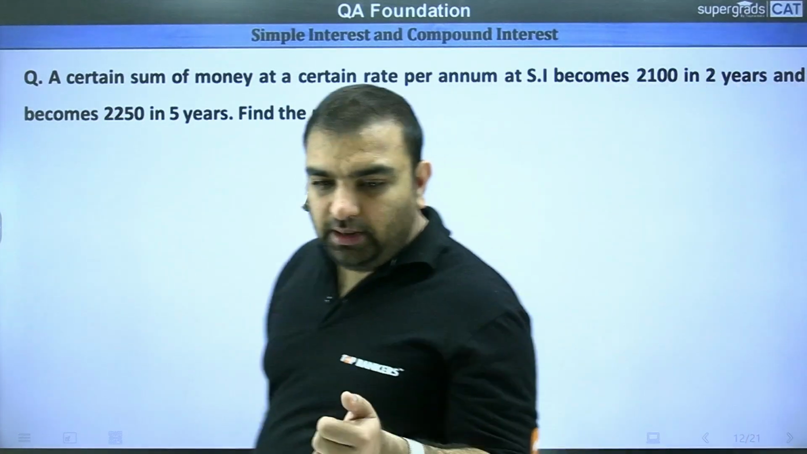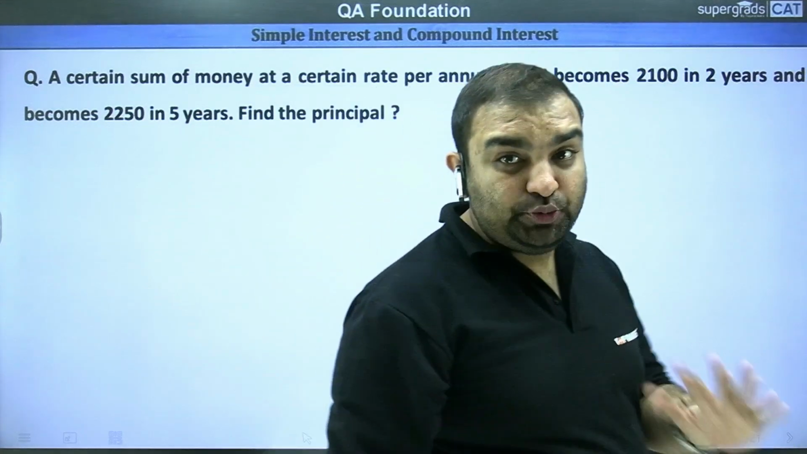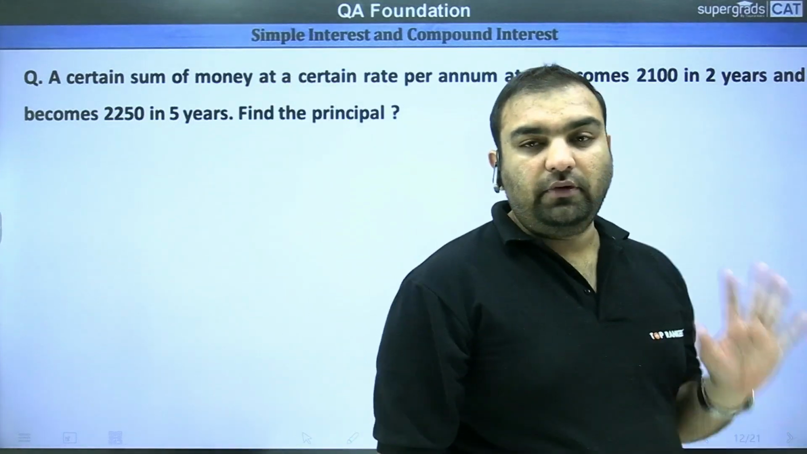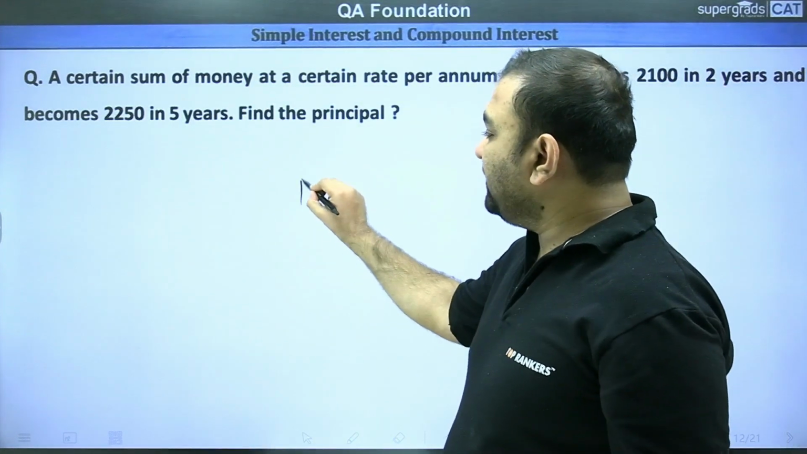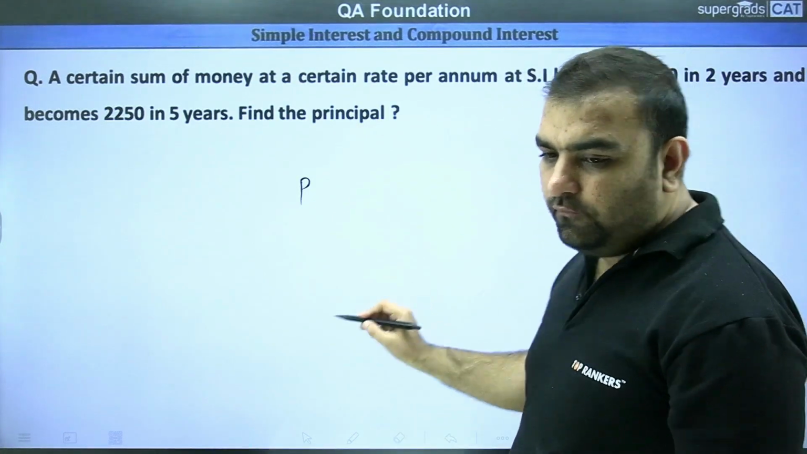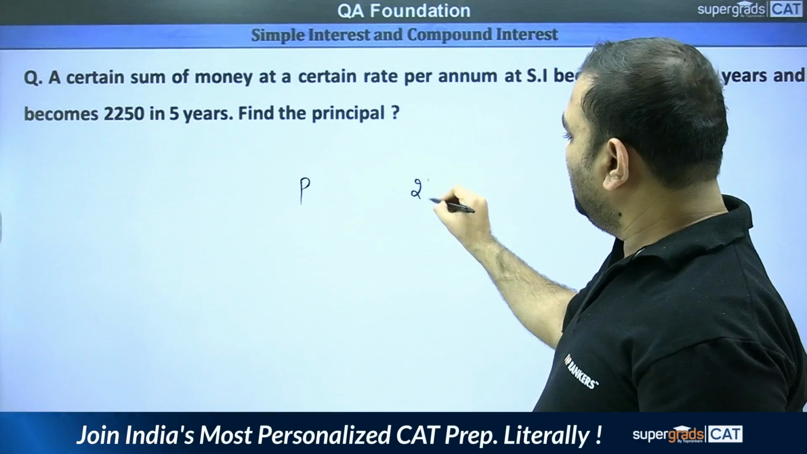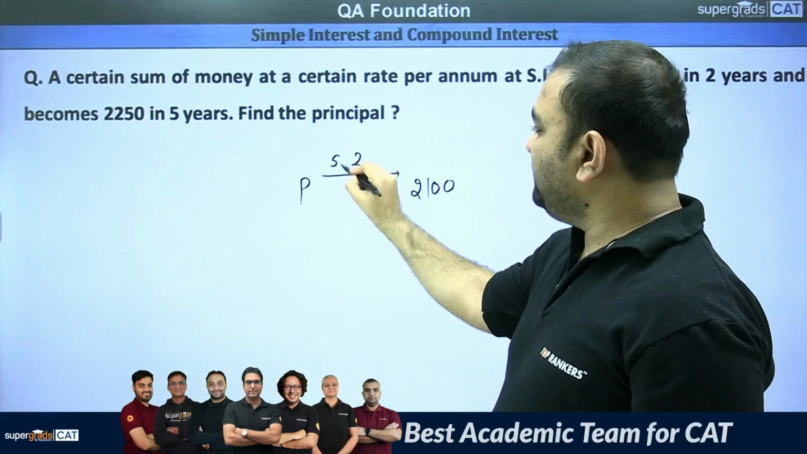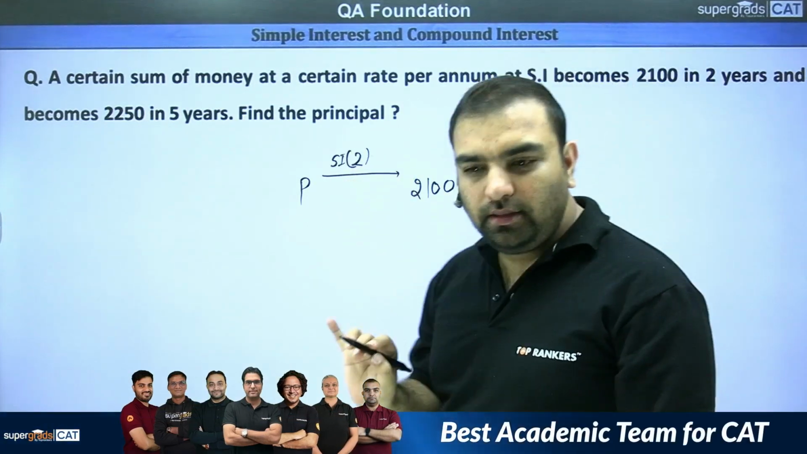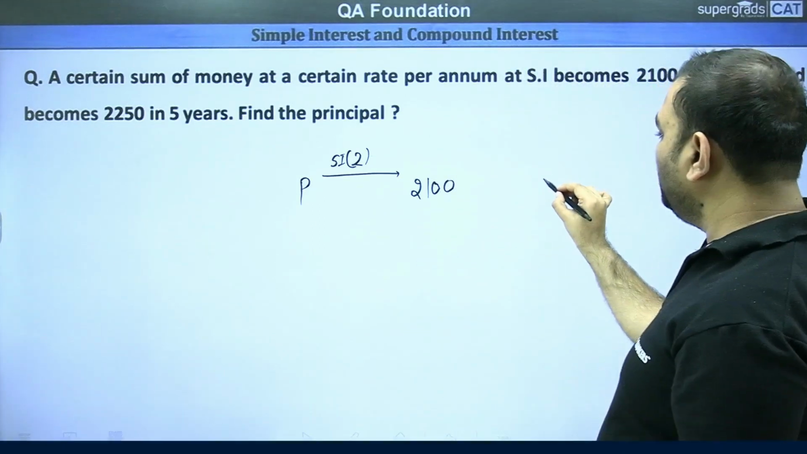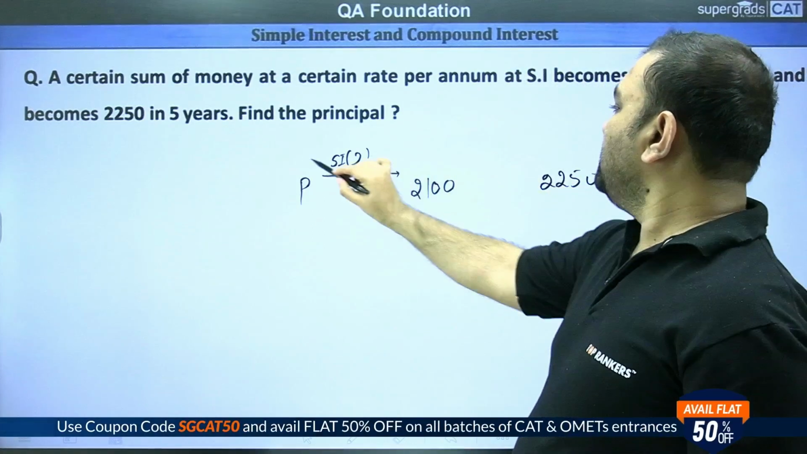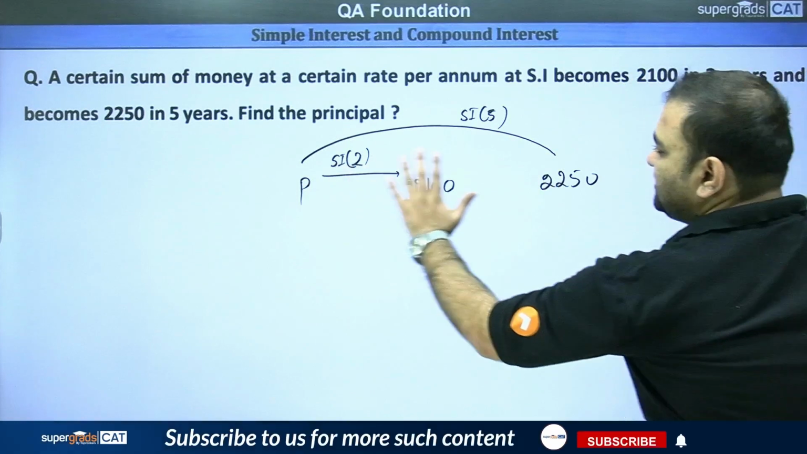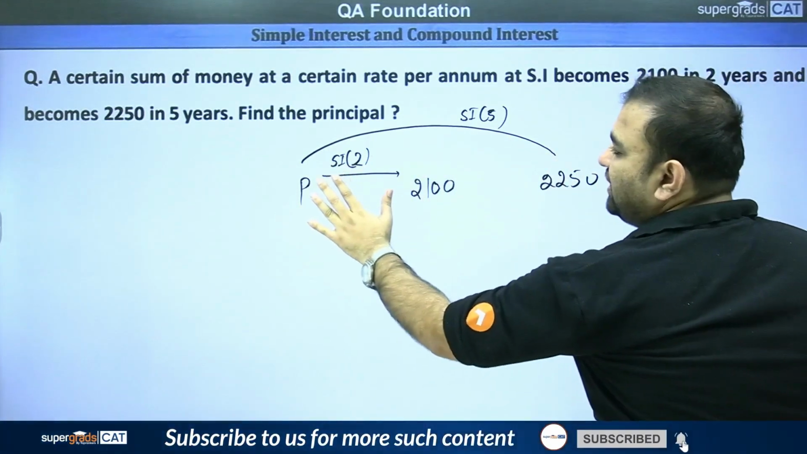A certain sum of money at certain rate of interest, कुछ भी नहीं बताया है, becomes 2100 in 2 years and becomes 2250 in 5 years. What was the principal? एक p का प्रिंसिपल था, वो 2 साल में 2100 बन गया। बन गया मतलब अमाउंटेड टू 2 साल में, 2 साल का एसआई इसमें ऐड हुआ होगा तब बना होगा ये। एंड इट हैज अमाउंटेड टू 2250 इन 5 years, तो इसमें 5 साल का एसआई ऐड हुआ होगा तब बना होगा ये। So this is the SI of 5 year, here to here, and this is the SI of 2 year.